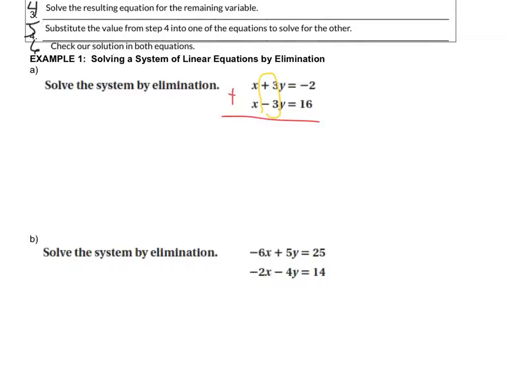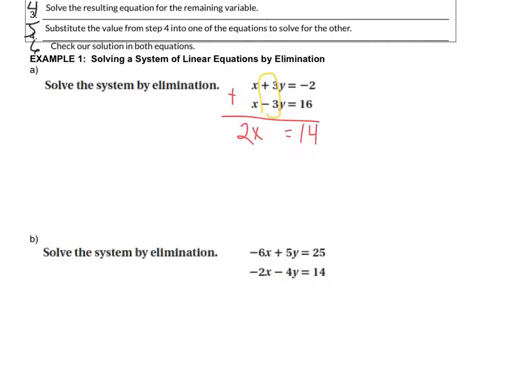Again, because they're already in nice columns, and I already have opposite coefficients on one of the variables, I can just add. So now when I add, x plus x gives me 2x. 3y plus a negative 3y becomes 0. It doesn't become y, it becomes 0. That is why we did this. We eliminated the y's. On the other side, negative 2 plus 16 is 14.